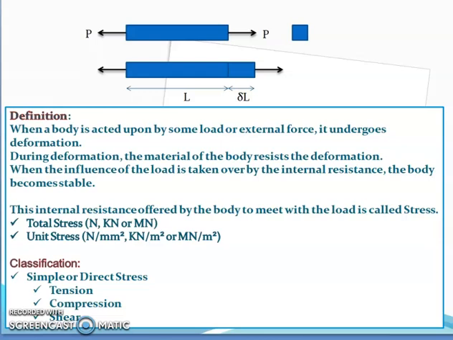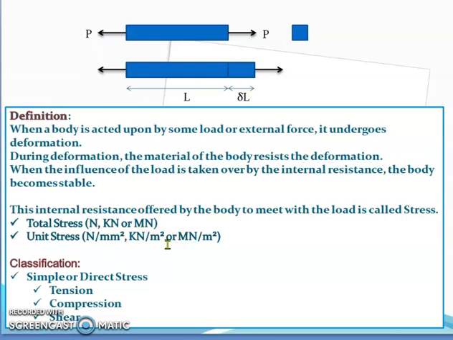Stress is the resistance offered by the material to the deformation caused by the external load, right? Stress can be measured in two types: one is total stress and another is unit stress. Total stress is measured in terms of Newton, kilonewton or meganewton. Unit stress is the resistance measured per unit area, right? So the unit of unit stress is Newton per mm square, or kilonewton per meter square, or meganewton per meter square. There are different types of stresses based on their application.